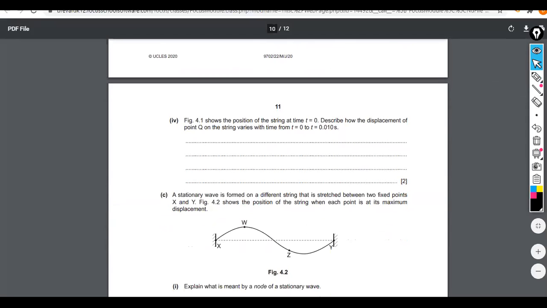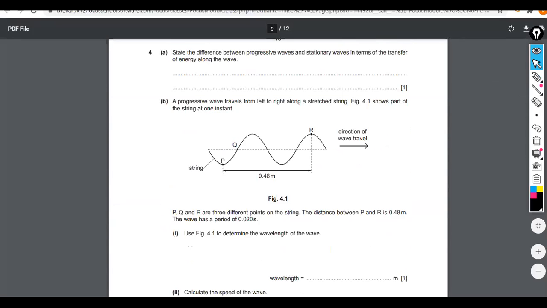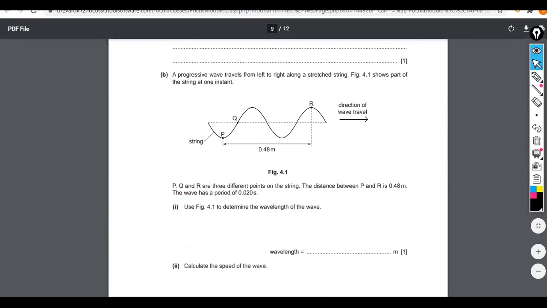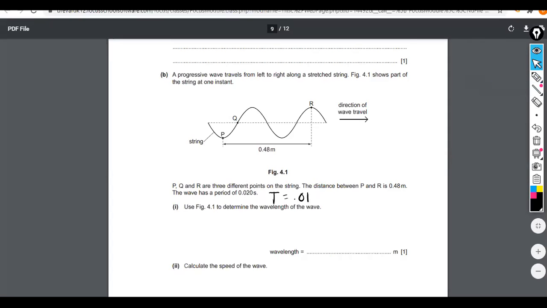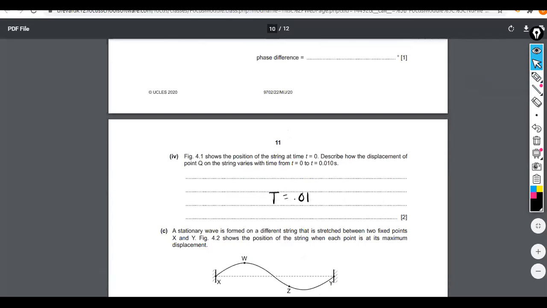All right, figure 4.1 shows the position of the string at time t equals 0. Describe how the displacement of point Q on the string varies with time from 0 to 0.01 seconds. Okay, so at time 0, remember they told us this was one instant of time, and they're still asking us to refer to this figure. Note that they gave us a time to consider here that is half of this. They said, where's point Q going to be 0.01 seconds later?